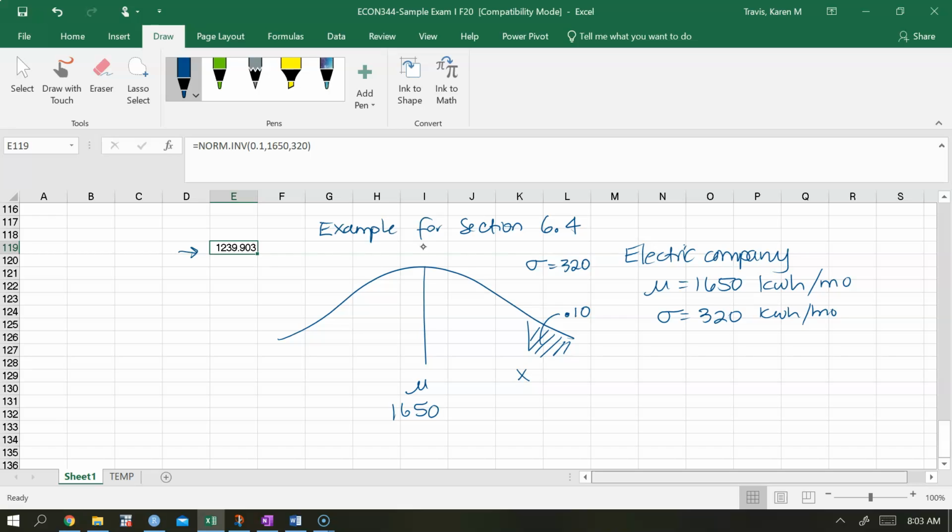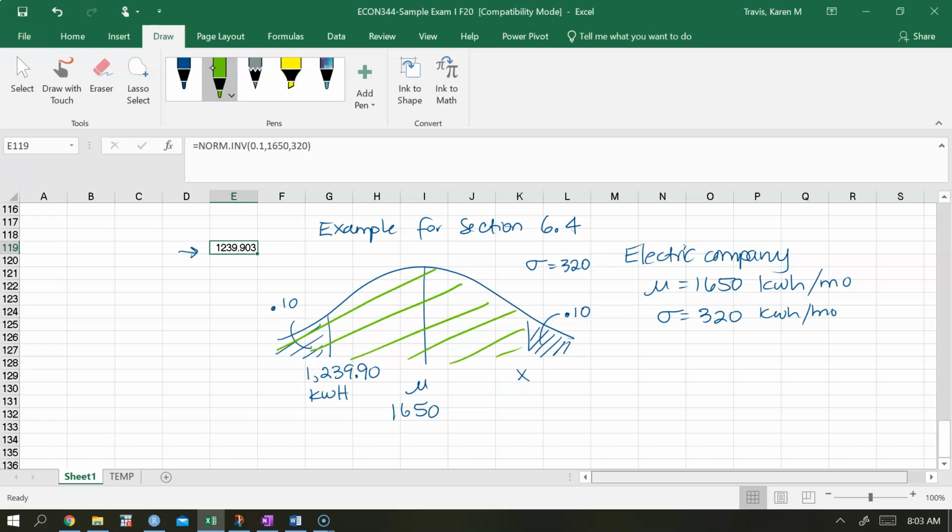and what I just found, well, it's good to work this out, is I just found the bottom 10% of users used 1,239.9 kilowatt hours. I forgot it was giving us only the left tail. We need the right tail, so what we're going to have to do is look up not 10%, but 90% in order to find the large users. These would be the bottom 10%.